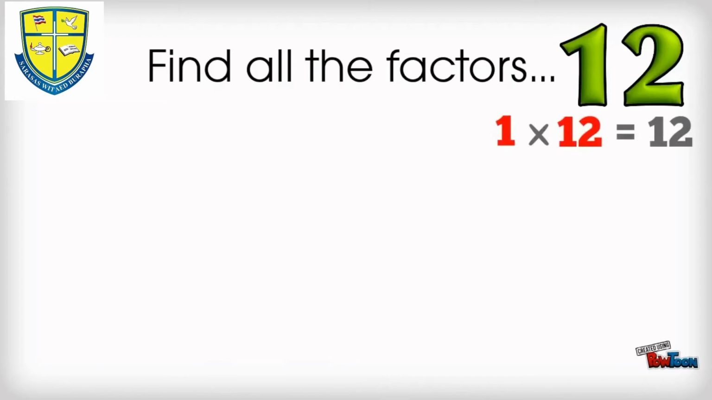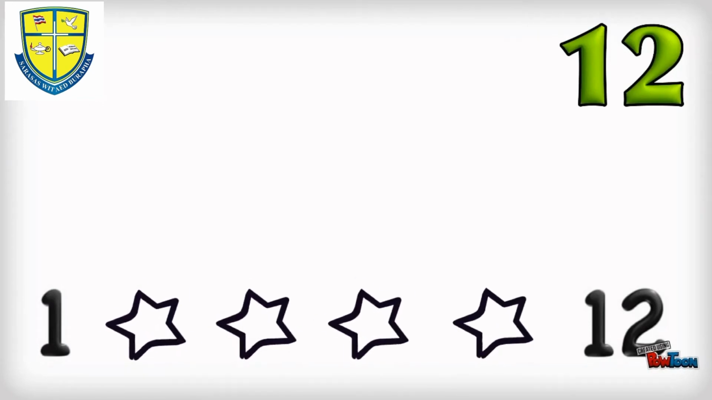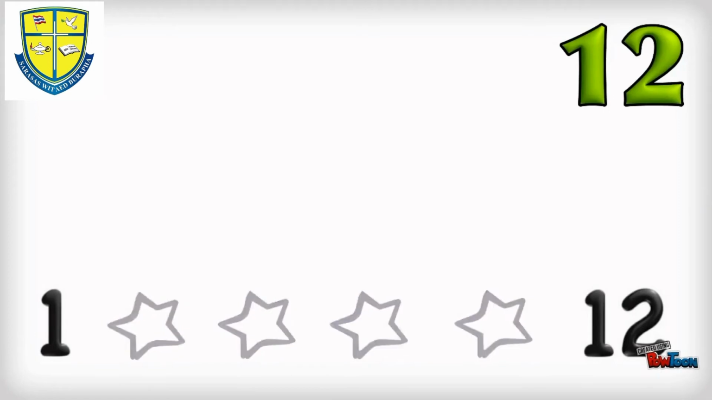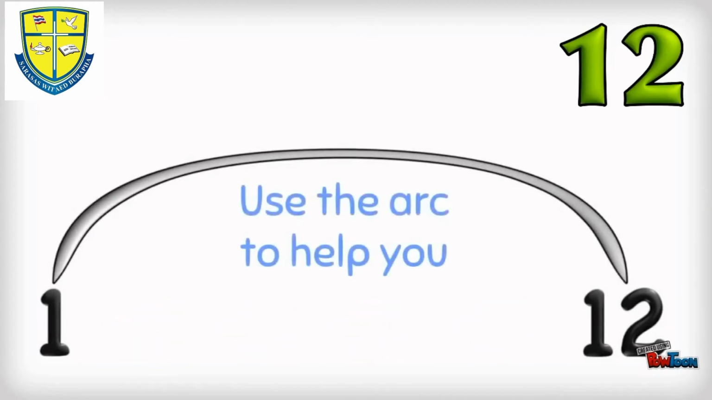Write the factors down in pairs, 1 here and 12 over here. We will fill in the space between with other factors as we go along. For each factor pair, use an arc to show which factors multiply together. It helps keep your thinking clear and stops you from accidentally forgetting to write a factor down.